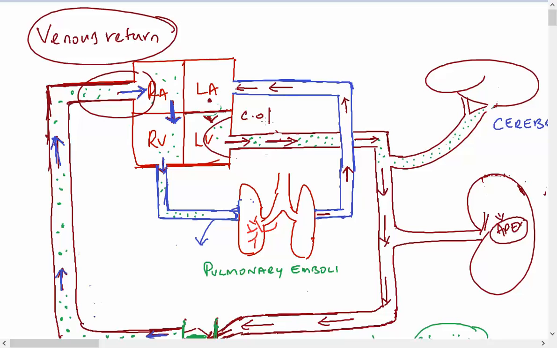If cardiac output is reduced, blood flow to the brain is reduced. Any doubt? Blood flow to the kidney is reduced. So cerebral blood flow is reduced, renal blood flow is reduced, hepatic blood flow is reduced. Understand?